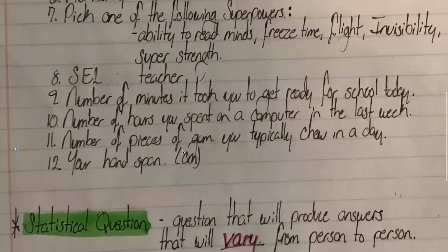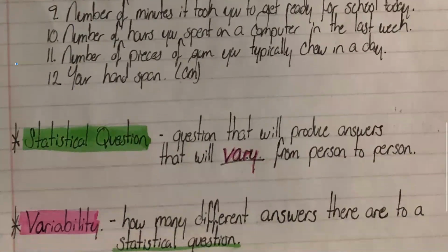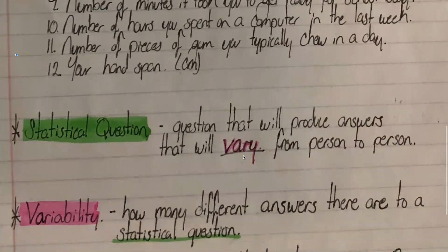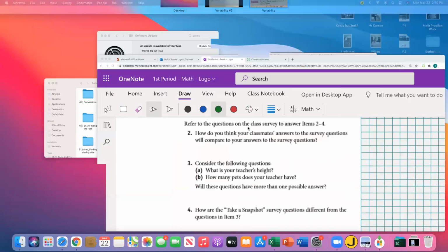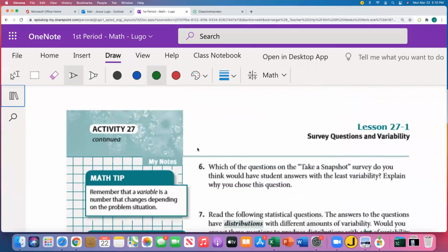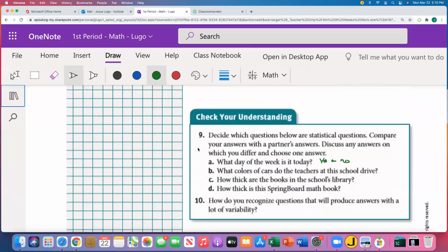So that is basically it. A statistical question is going to have different answers, potentially have different answers, or answers that will vary, that will be different from person to person. And variability is just how different are those answers? How many different answers can there be for that statistical question? All right. Having said that, ladies and gentlemen, you will go to number 7 and number 9.